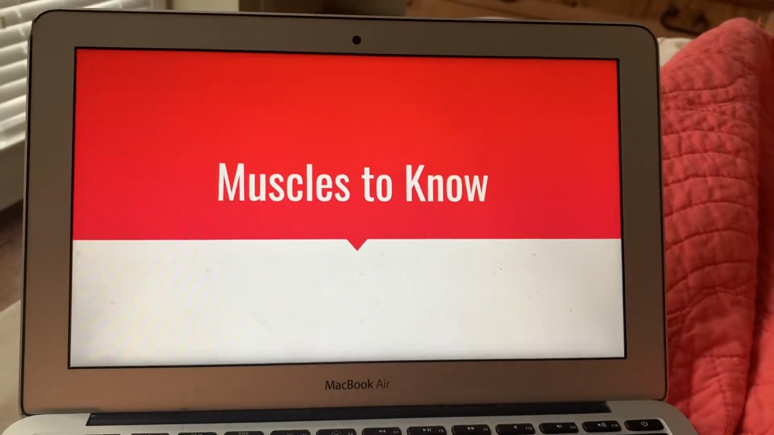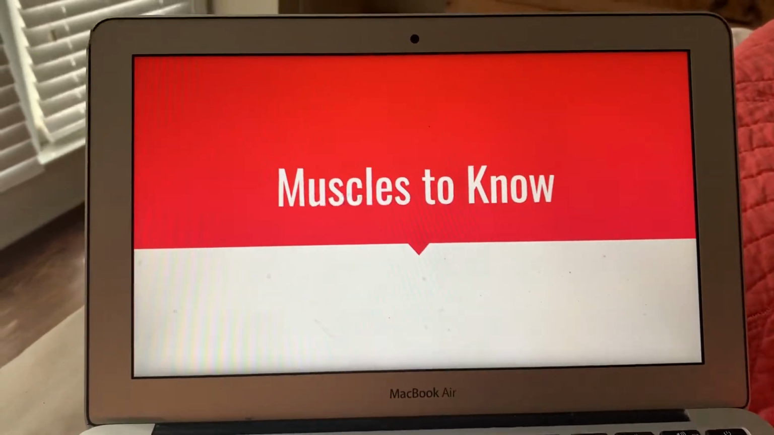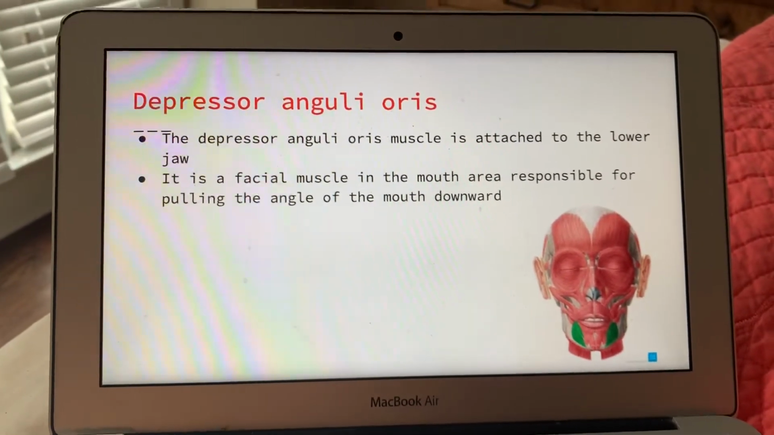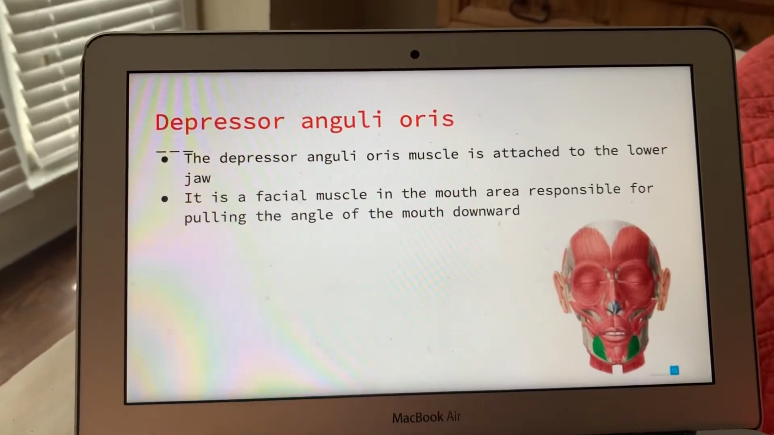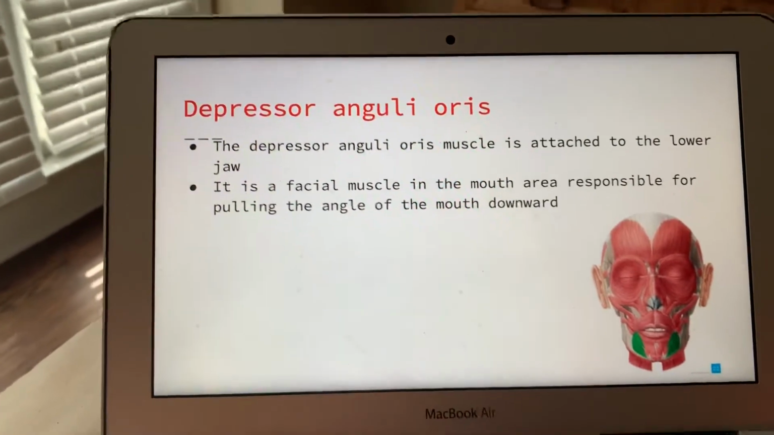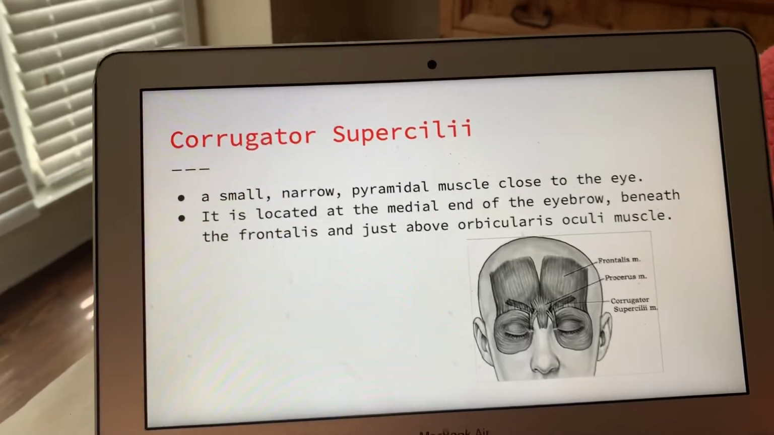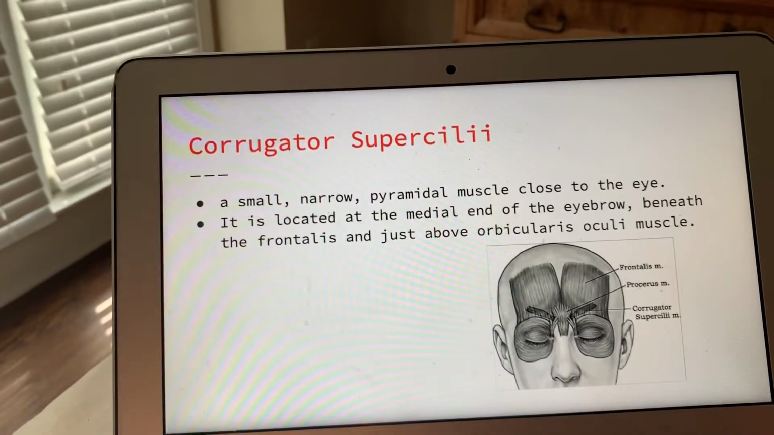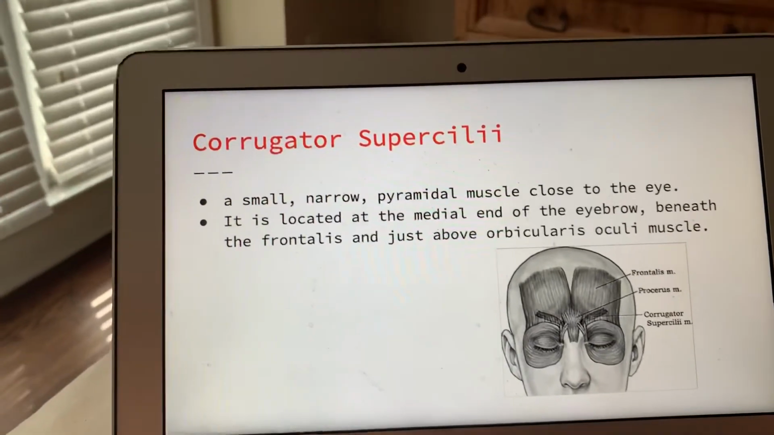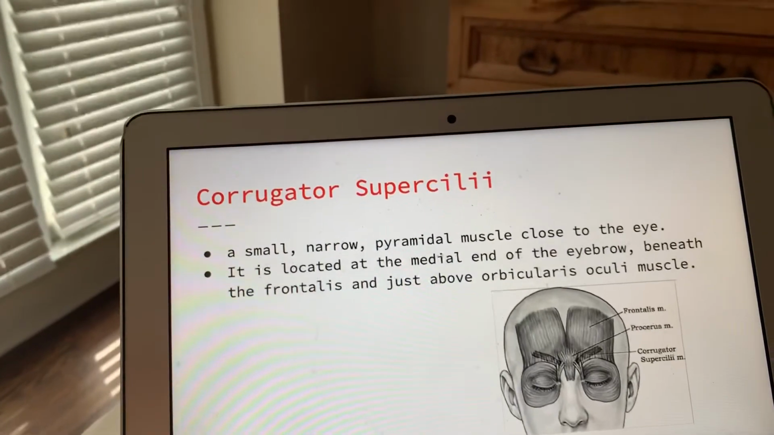So I'm going to be going over the muscles you need to know for the muscular system. The depressor anguli oris muscle is attached to the lower jaw, and it's responsible for pulling the angle of the mouth downward like frowning. The corrugator supercilii is a small, narrow pyramidal muscle close to the eye, and it's located at the medial end of the eyebrow.